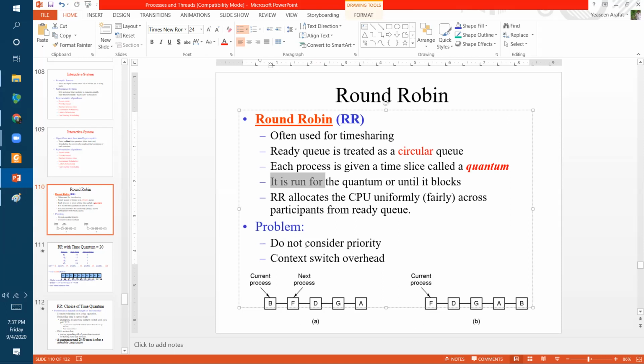Problem: it does not consider priority or context switch overhead. We will look into these problems after the simulation of this round robin algorithm in the example. The ready queue is treated as a circular queue. Why is it a circular queue? We will look at the next slide.